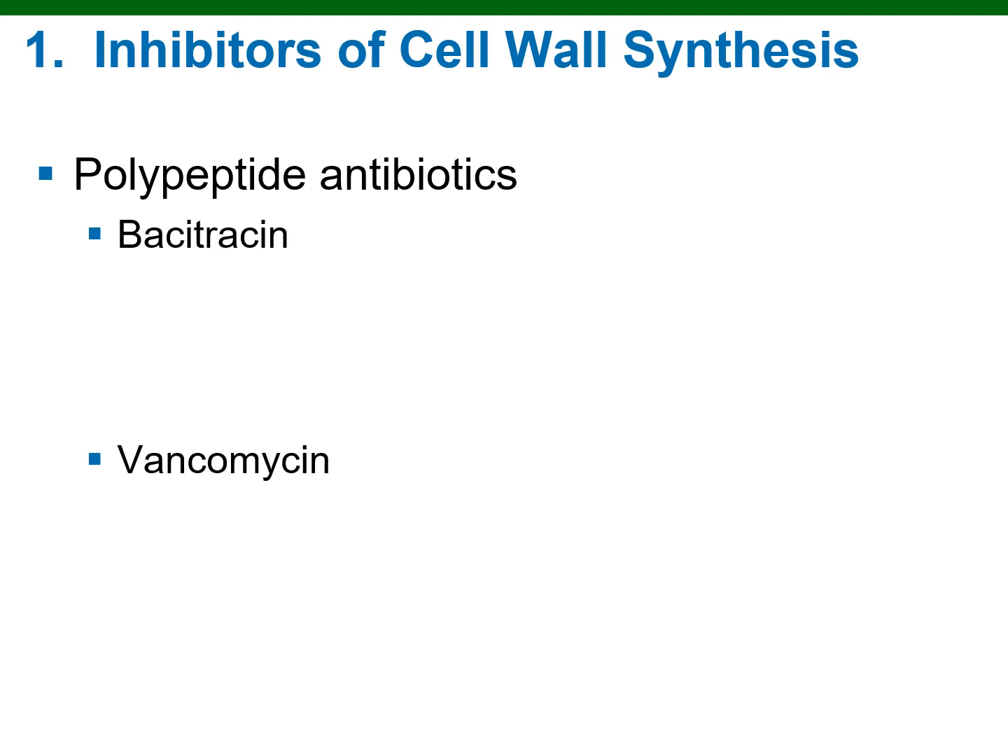Other cell wall synthesis inhibitors include what are called polypeptide antibiotics. And the two polypeptide antibiotics listed here are bacitracin and vancomycin. Bacitracin was mentioned earlier as an ingredient in Neosporin, the triple antibiotic ointment, and it is limited to topical applications only.